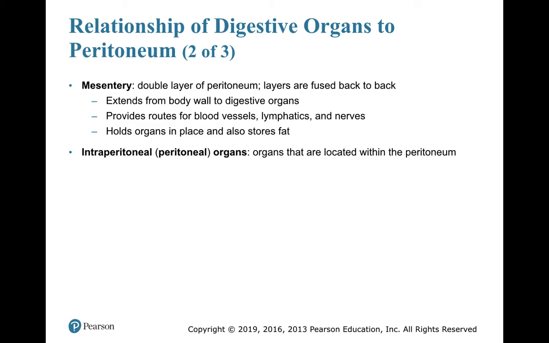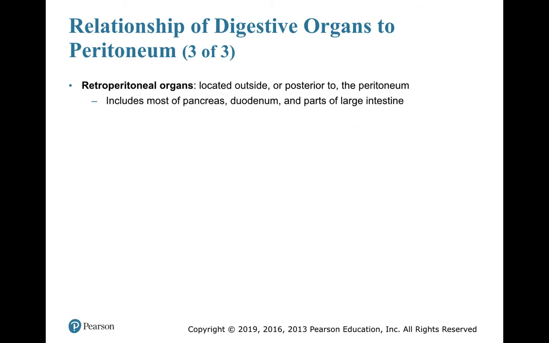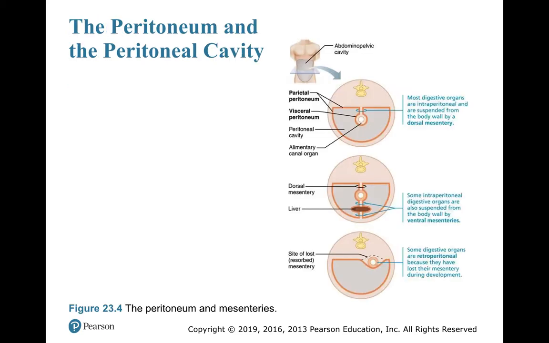There are intraperitoneal or peritoneal organs that are within the peritoneum. And then there are retroperitoneal organs that are outside or behind the peritoneum. Most of the pancreas is retroperitoneal. The duodenum and parts of the large intestines are retroperitoneal. The rest are generally peritoneal organs. And those are mapped out here. Again, I would recommend that you look at figure 23.4 and check it out for yourself.